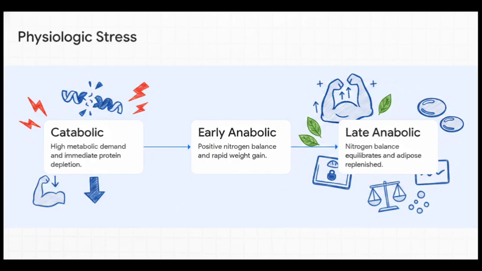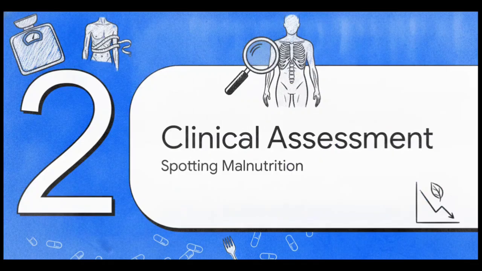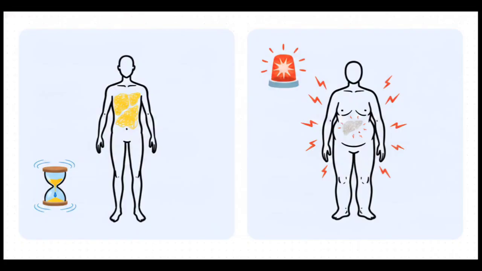Moving on to Section 2, malnutrition and clinical assessment. Let's look at how we actually spot a compromised patient on the surgical ward. You absolutely must be able to differentiate these two states, and the key is chronicity. Marasmus is a chronic deficiency of both protein and calories. These patients lose weight, they lose skeletal muscle, but, and this is a big but, their visceral protein stores remain totally normal.